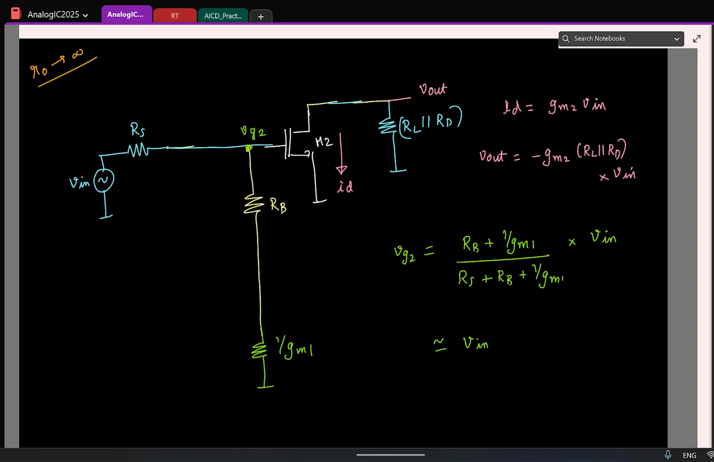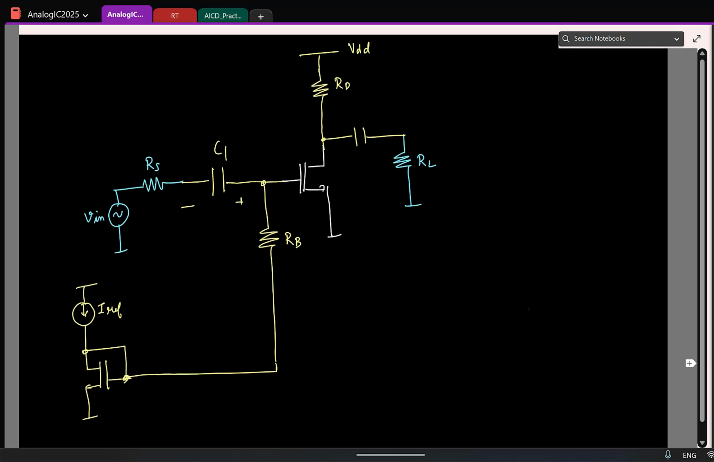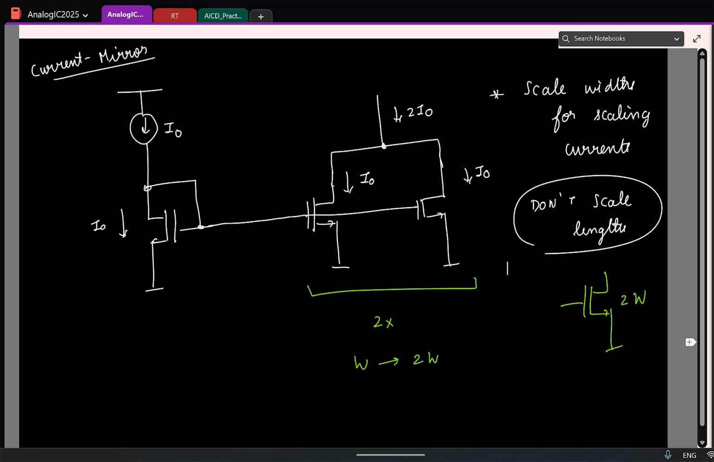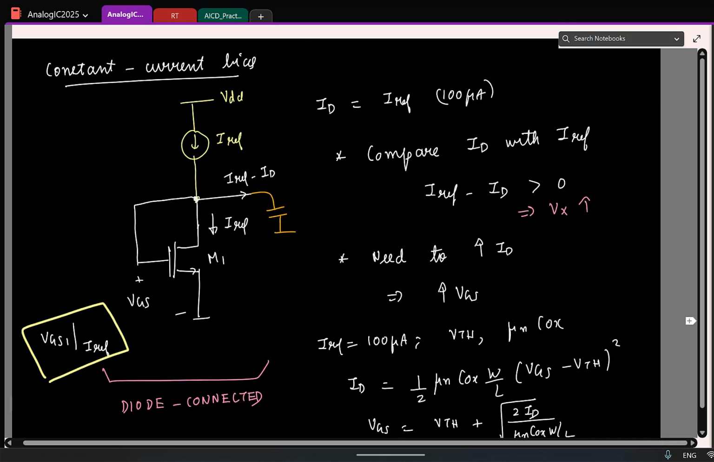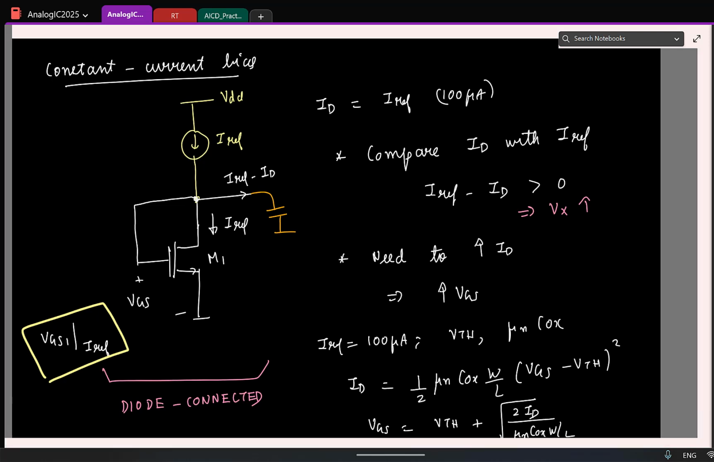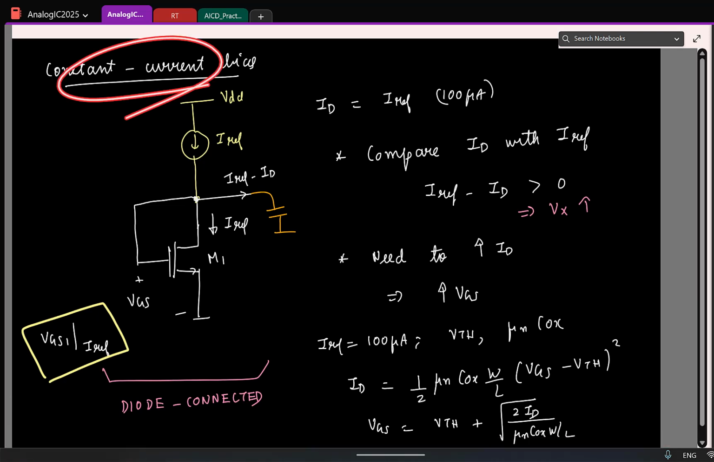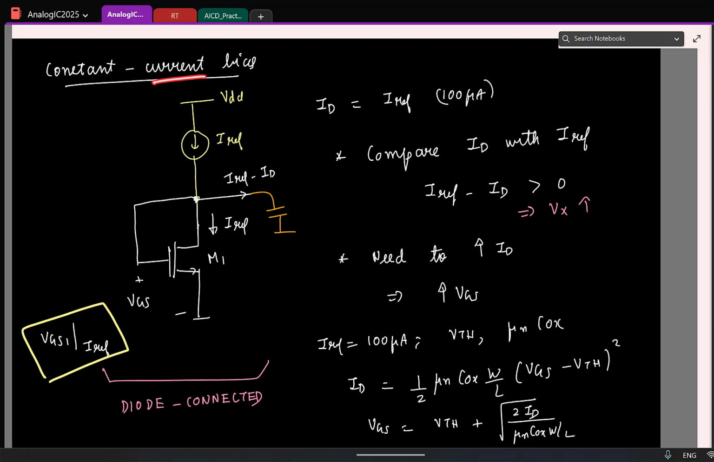So now, remember the bottom line of whatever we have discussed so far: when we are biasing, we want to make sure that the bias current is constant. So we want to have some kind of constant current bias and not a constant voltage bias. That's all. And we ensure that we are biasing at a constant current by doing some kind of feedback. You measure the current and make sure that the gate to source voltage is adjusted.